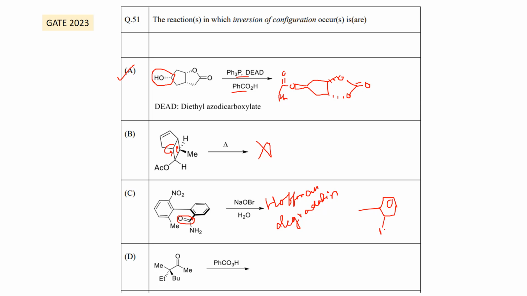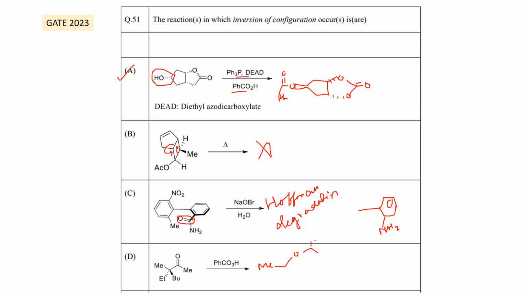So there is no such concept of inversion of configuration. Next is this one. There is a peroxide reagent. So peroxide, it will undergo the Baeyer-Villiger oxidation, and there will be incorporation of oxygen at this center.